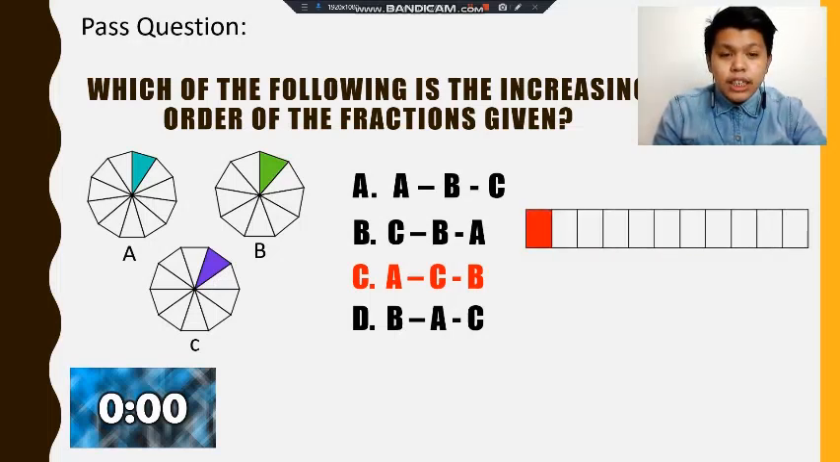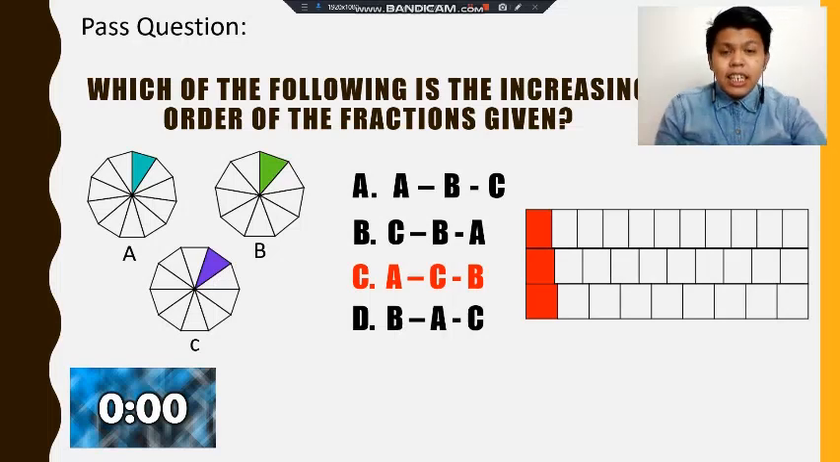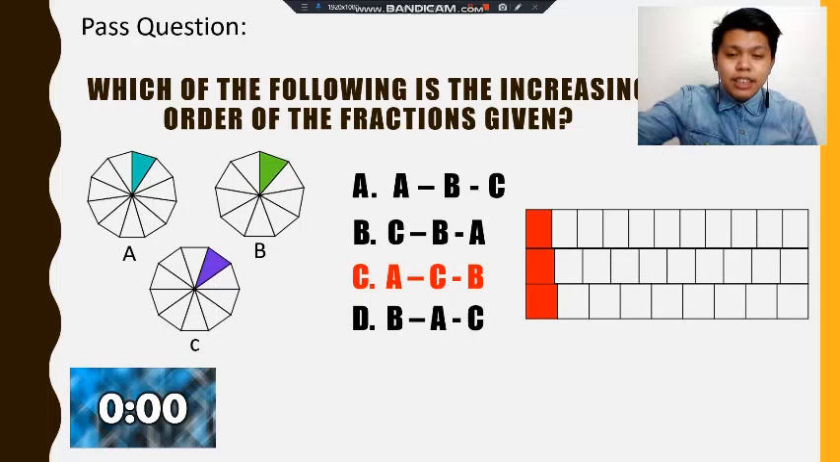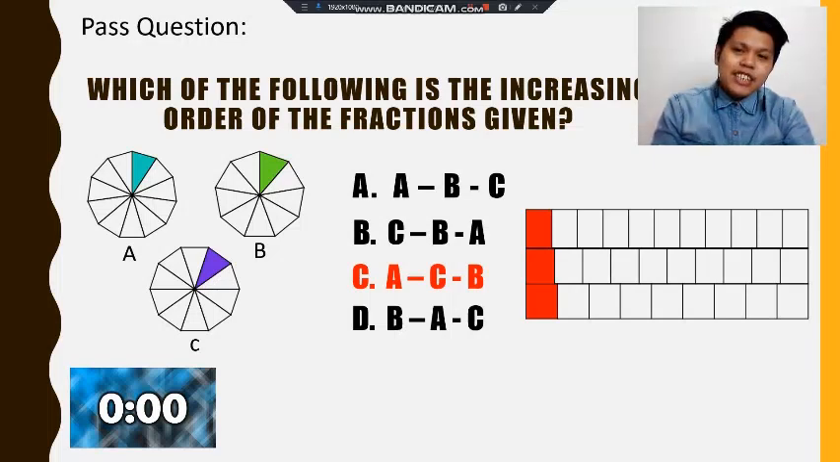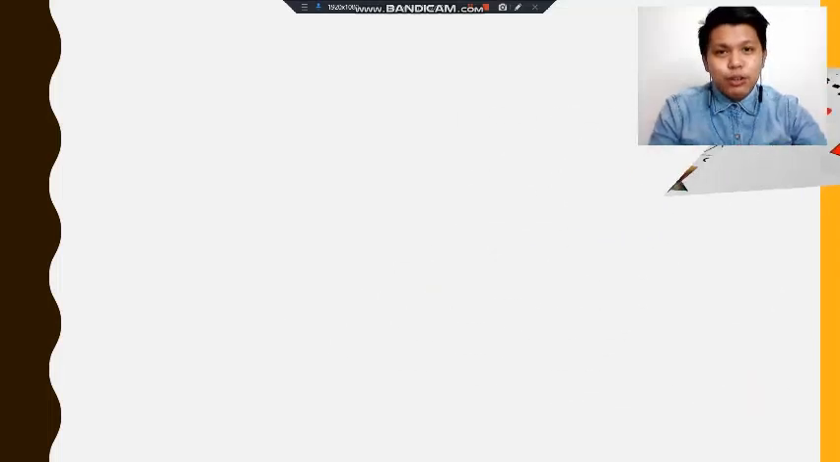So this is 1/11. This is 1/10, and this is 1/9. Now, if you see the part, it's starting from small part, getting bigger and bigger. That's why the answer is letter A, 1/11, C, 1/10, then B, 1/9. Okay, so that is the arranging increasing order of unit fractions. Now let's go to our topic for today.